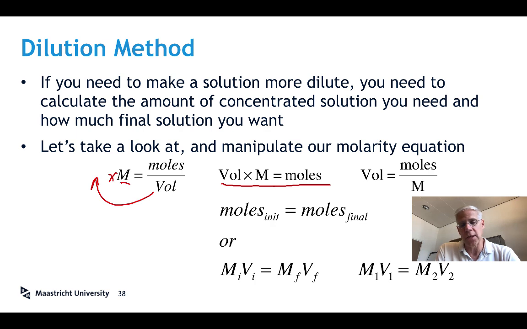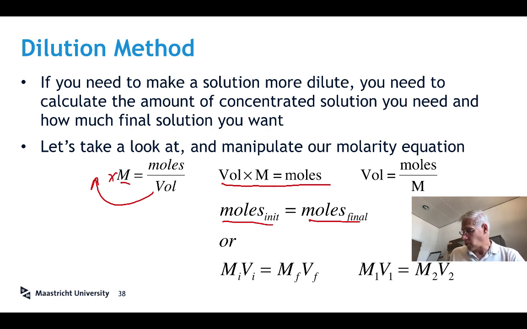I haven't changed the number of moles of that material because all I've done is added water to it. I have changed the concentration of it, but I haven't changed the number of moles. So what that means is that the initial number of moles of the material that I'm trying to dilute is going to be equal to the final number of moles that I'm diluting. The only difference is the volume of the solution that they reside in.